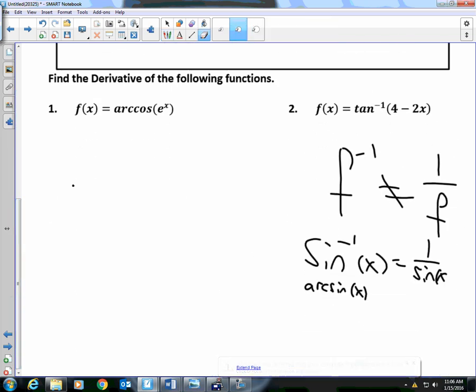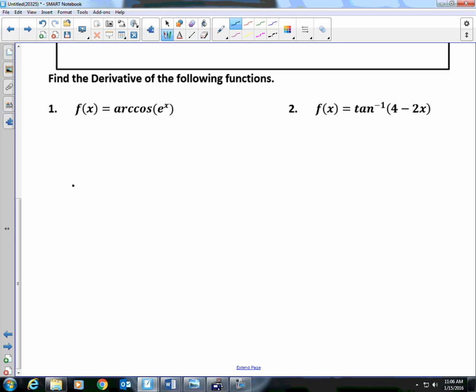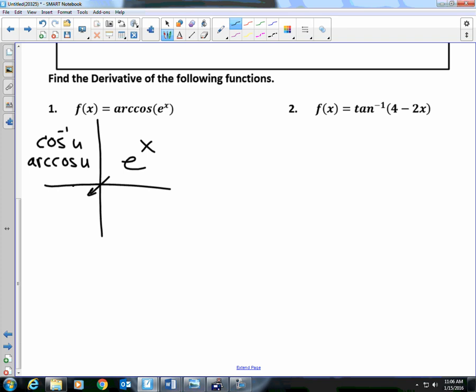We now want to find the derivative of the following functions. We start with arc cosine of e to the x. What rule do I use to find that derivative? I use the chain rule. Okay, so on the inside, I have e to the x, and on the outside, I have arc cosine of u. Yes, you may write cosine inverse of u. Same thing.